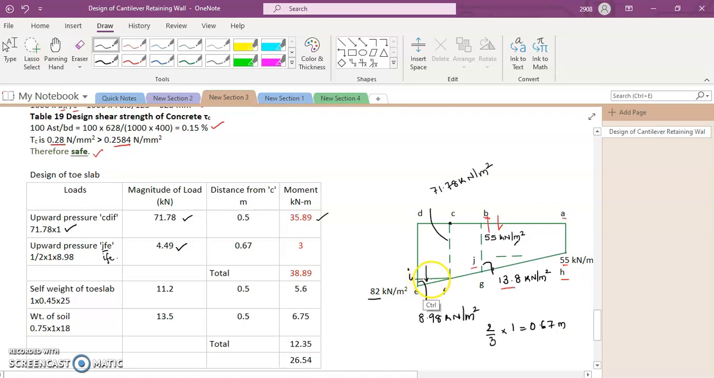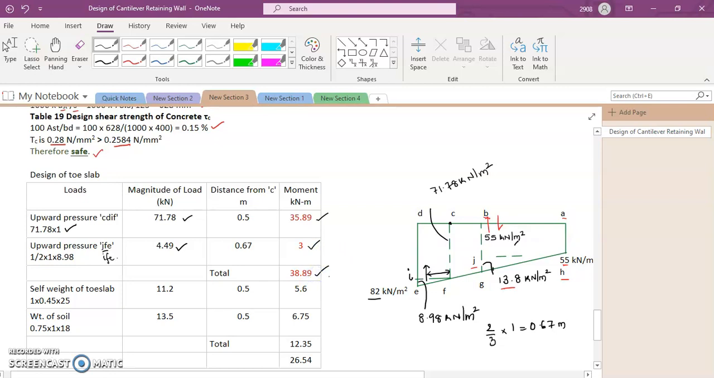Actually in the opposite direction, because we are talking about an upward force. So somewhere around here, this distance is 2/3 of 1 meter. So the total upward moment is 38.89.